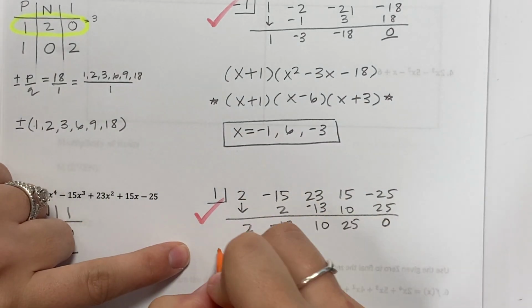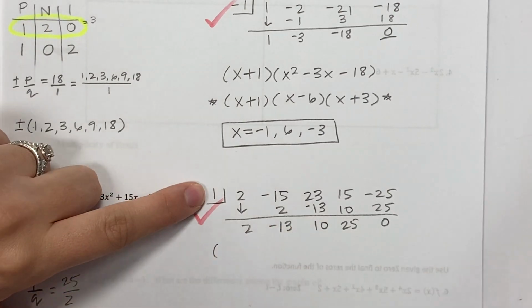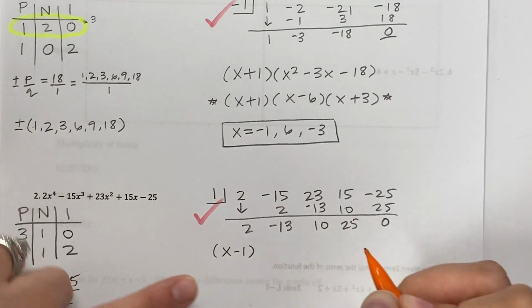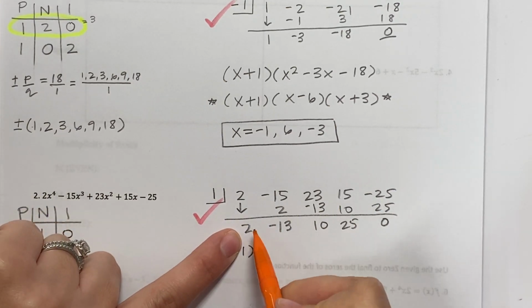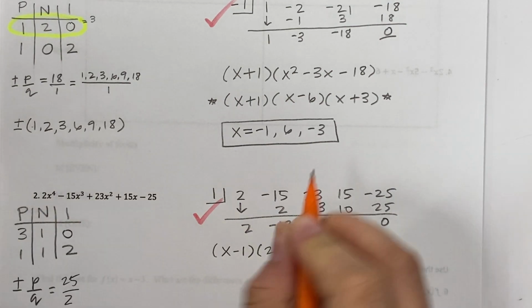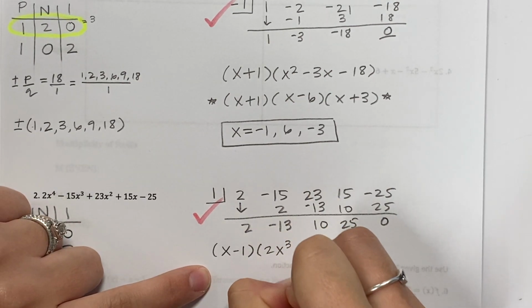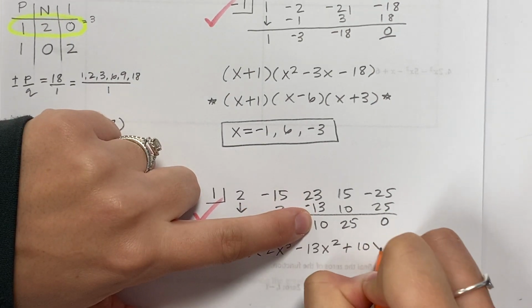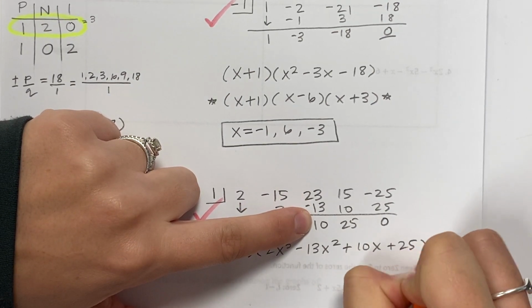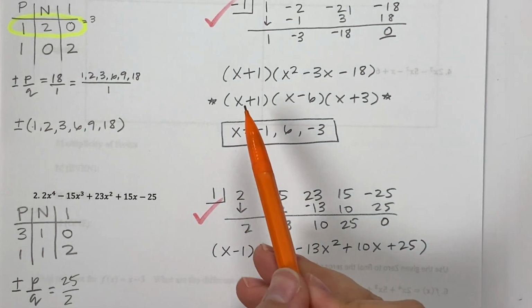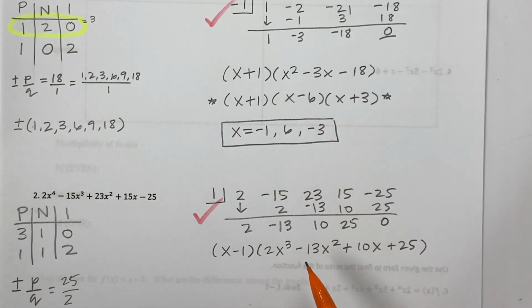So we'll write it in factored form. If it was a positive 1, in factored form it's x minus 1. And now we'll write what we have here. Since it was x to the 4th, now we're gonna do 2x cubed, 13x squared, 10x. Okay, on the last problem, we went ahead and factored this by hand because it was just an x squared. But this is x cubed and it's got a lot going on.